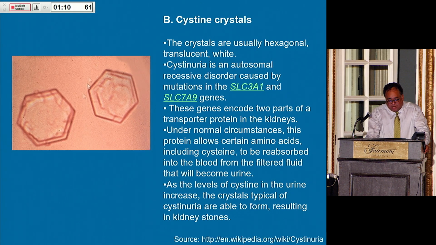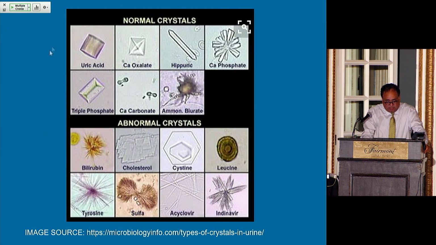Hexagonal, translucent, and white. This is just a filter that was used to show it up, so don't think they're pink in color. Cystinuria is an autosomal recessive disorder. You're not going to need to know the genes, so I'm not going to dwell on it. Just remember that cystinuria can result in kidney stones, but when you look at these patients' sediment, you see these hexagonal crystals.